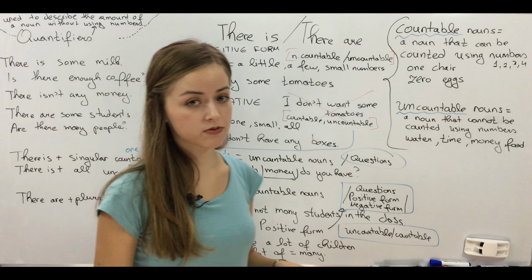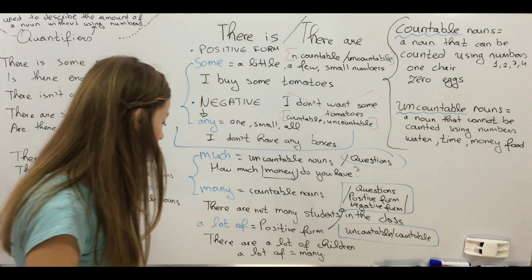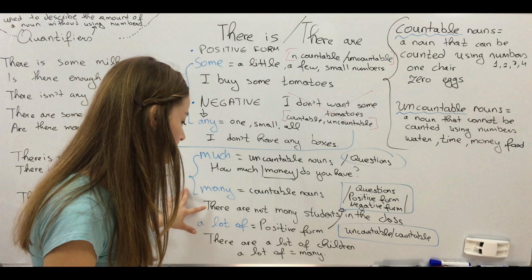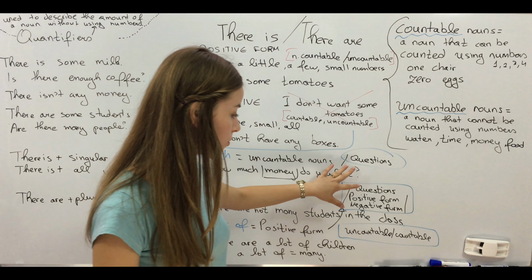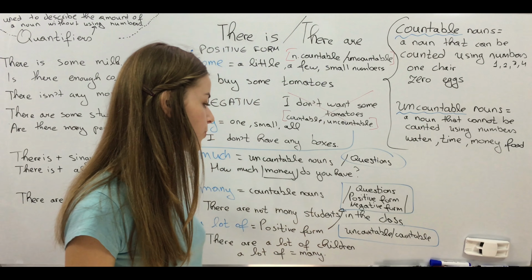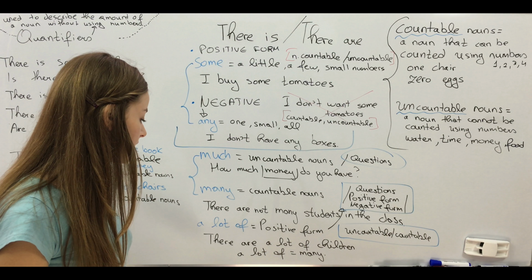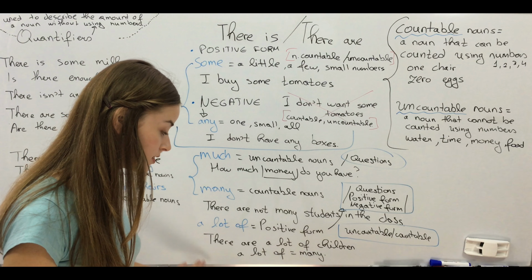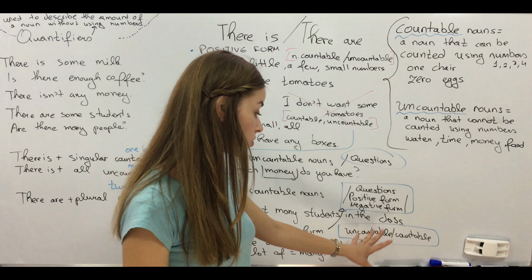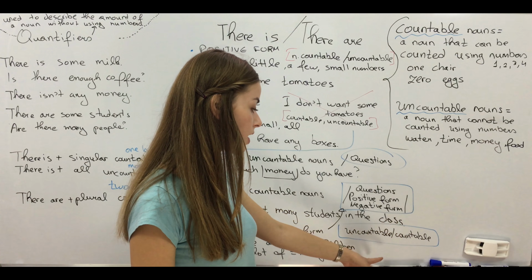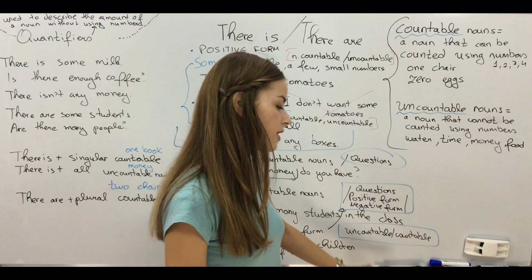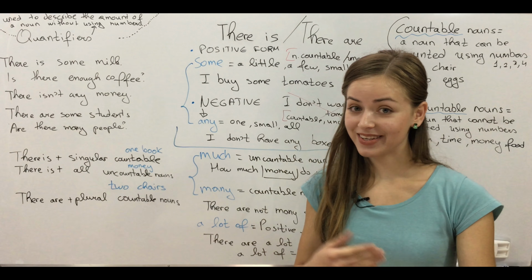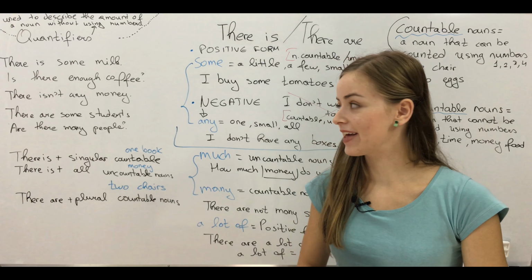And the last quantifier is a lot of, which is the same as the quantifier many. It is used with all three forms, so questions, positive and negative. And here you have also a sentence, there are a lot of children. And it is also used with uncountable and countable nouns. That's about the quantifiers.